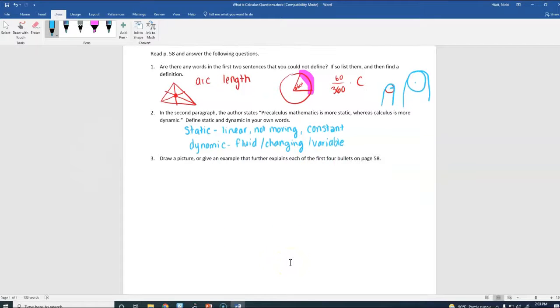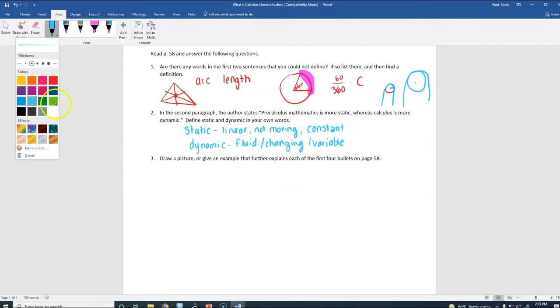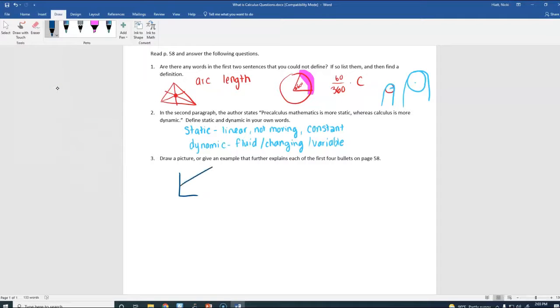For the sake of time, I'm going to just write this out. So for the first one, it's constant velocity versus an accelerating object. So constant, we looked at yesterday, that'd be a straight line, right? Accelerating would look like this. So that's your first one.